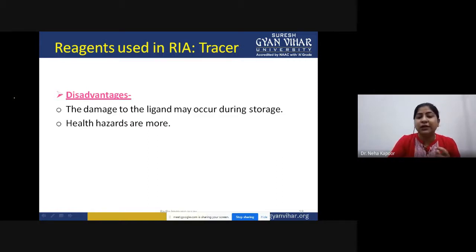However, there is one disadvantage. Sometimes after labeling, the ligand may be damaged during storage. A health hazard sometimes comes if its physical life is still there.